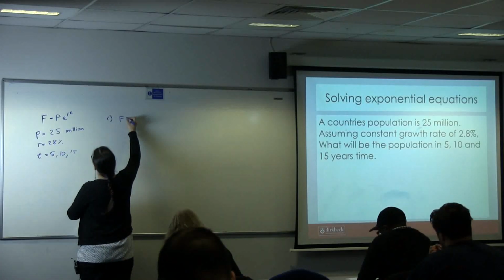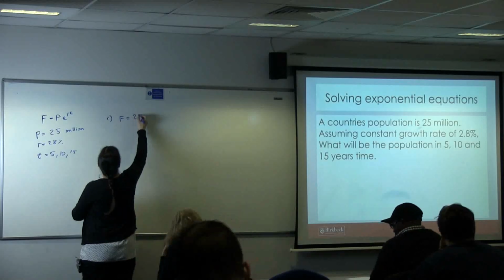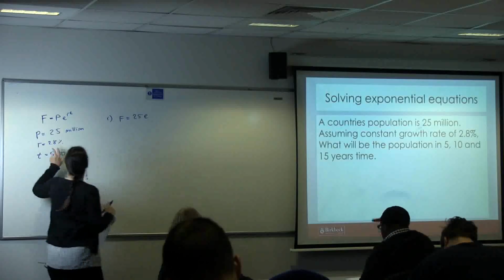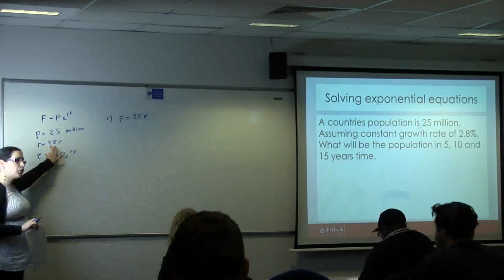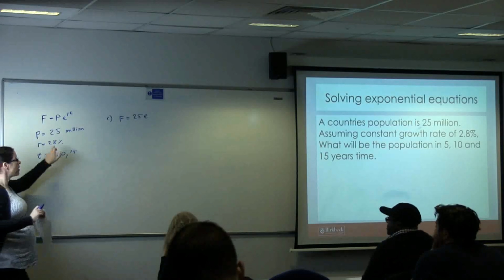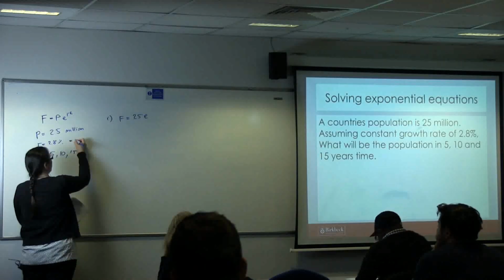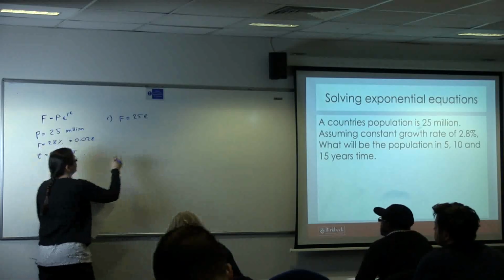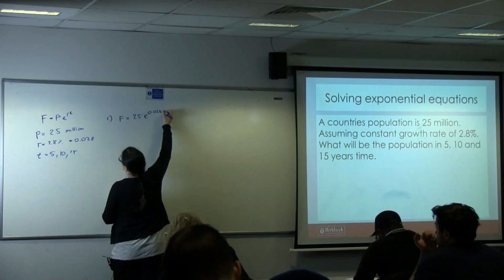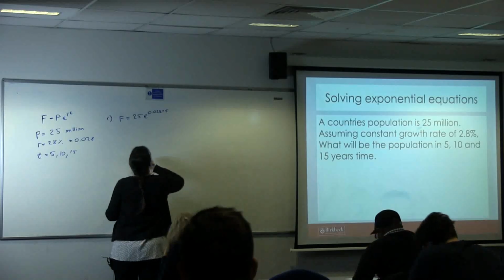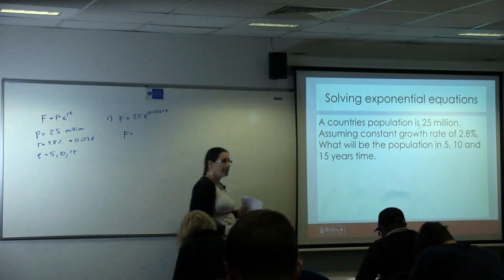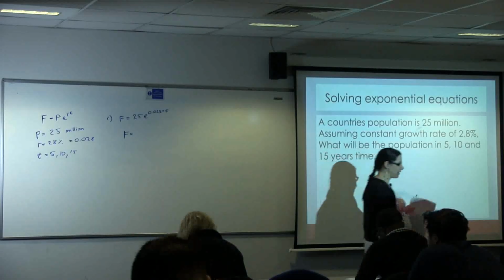So the population in 5 years' time: 25 e to the power of r times t. Now, what do I put in there? Do I put in the 2.8? 0.028. It's a percentage, so I need to convert it into the decimal equivalent. And again, what do you need? Calculator. So how are you going to do it with the calculator?